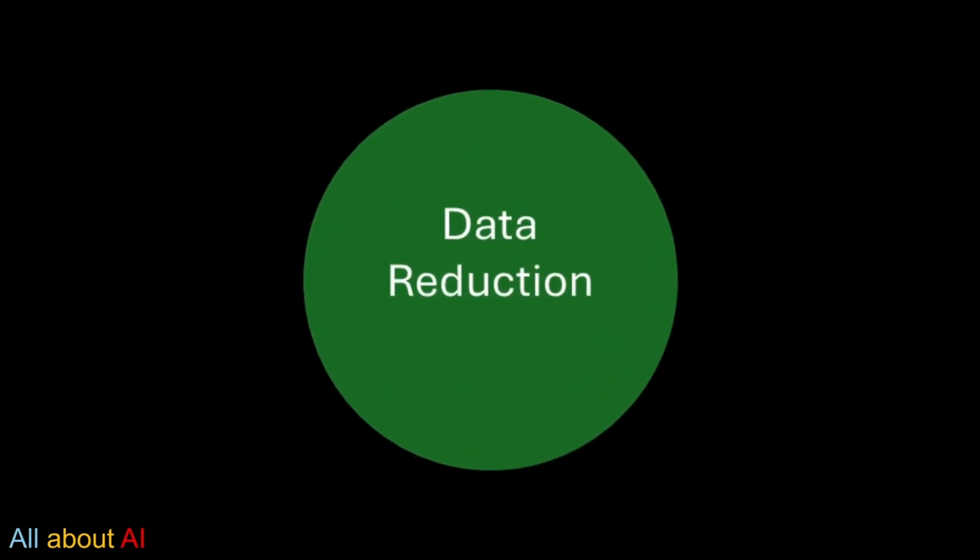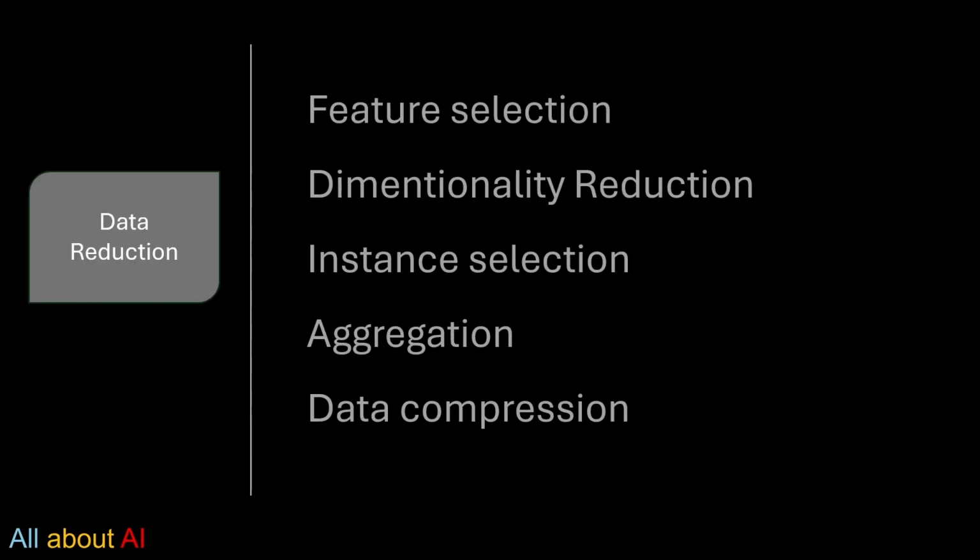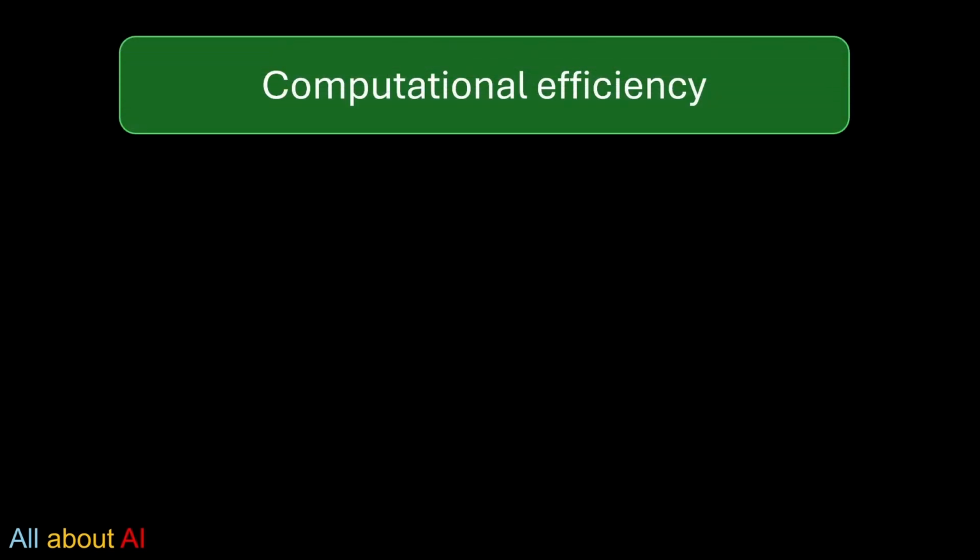Next, we will take a look at data reduction. There are various methods in data reduction like feature selection, dimensionality reduction, instance selection, aggregation, data compression. So why do we need data reduction? First thing is computational efficiency. Once you reduce the number of data variables, if there are many features, then your computational efficiency improves a lot.